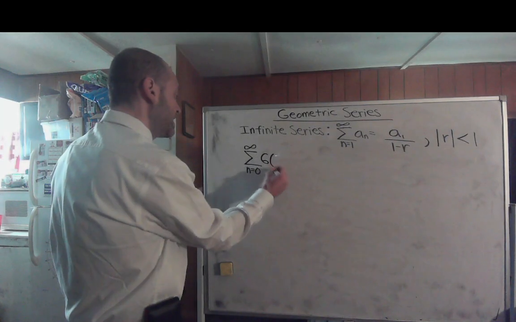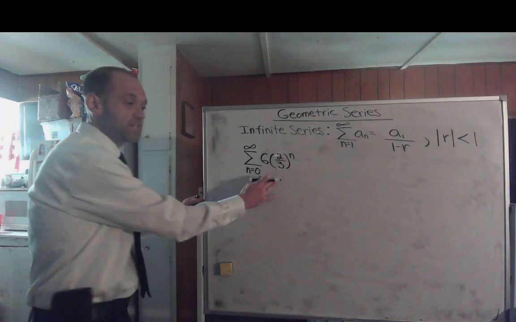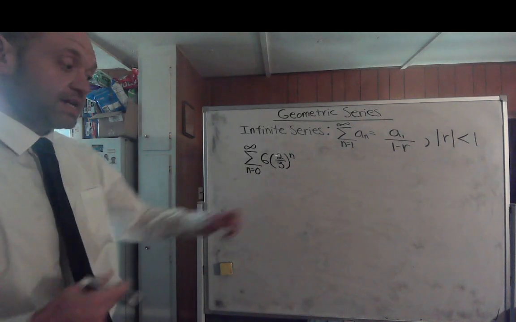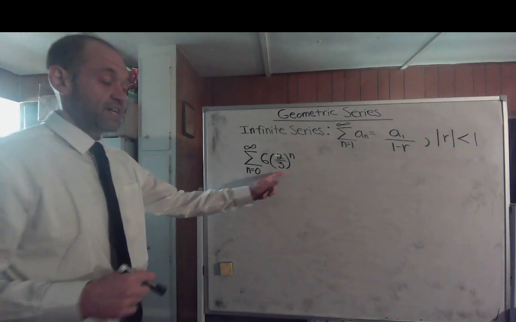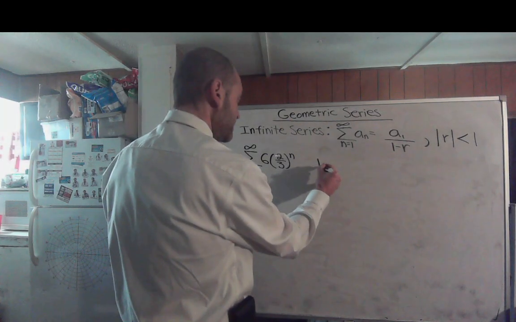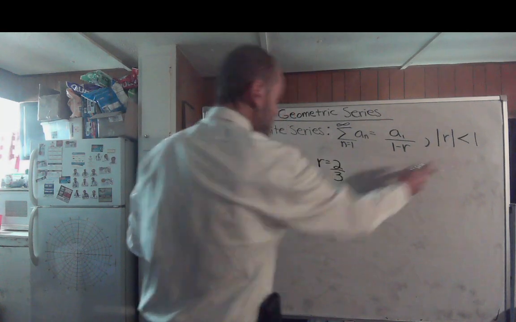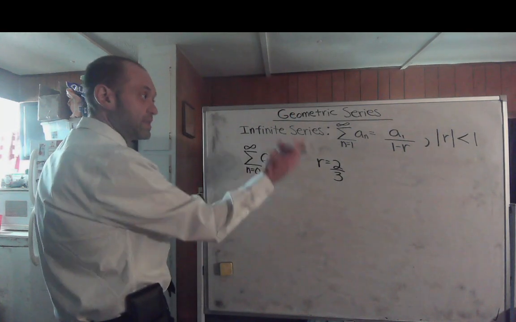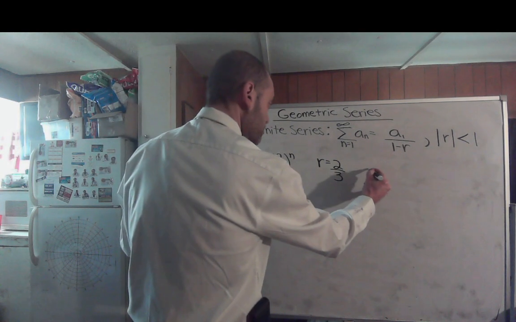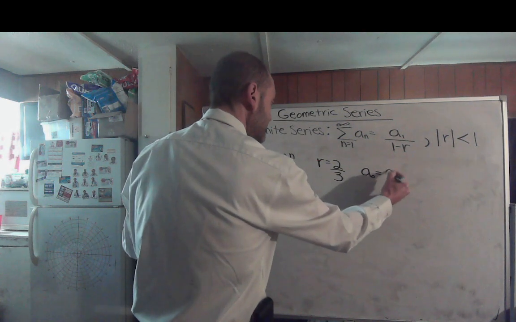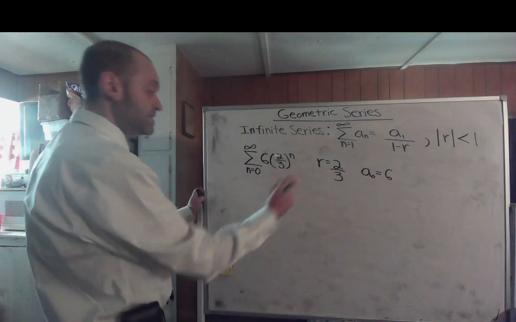Alright, we have the sum from n equals 0 to infinity of 6 times 2/3 to the n. First thing is look at your common ratio, which is inside the parentheses. Your common ratio equals 2/3, which is definitely less than 1, so yes, we can apply the sum formula. It will work. Your a sub 0, which is your first term, is going to be 6. So now we can go ahead and apply the sum formula.